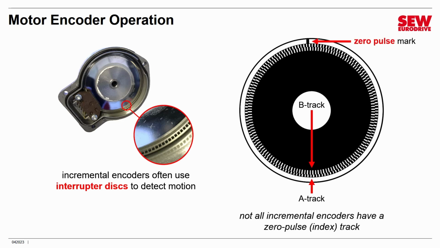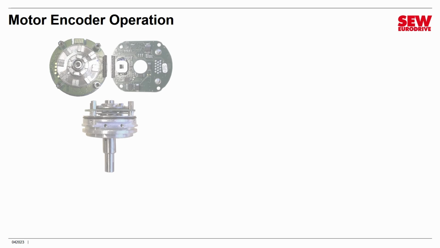Many encoders also include a 3rd track with just a single mark on it. This is called the 0 pulse mark, and its purpose is just to indicate where the encoder itself is within its rotation. Not all incremental encoders have a 0 pulse track, which, by the way, is also called an index track, but many of them do, and it's often used in referencing, so it's very important to be aware of what it is.